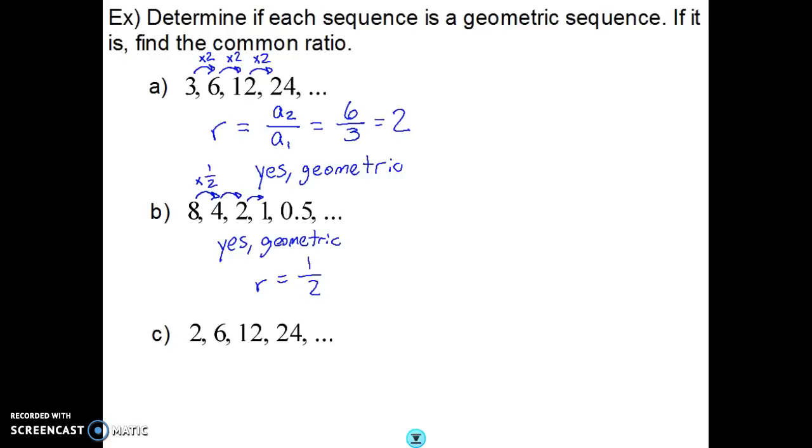In this bottom one, to get from 2 to 6, we do times 3. And then to get from 6 to 12, we do times 2. So right away we can tell this is not geometric, because we are not multiplying by the same thing over and over again. We do not have a common ratio.